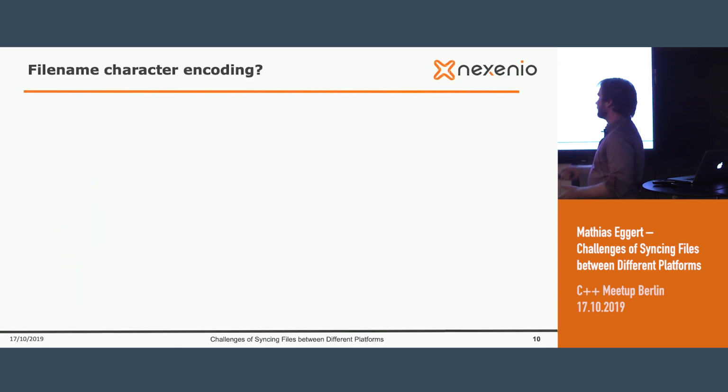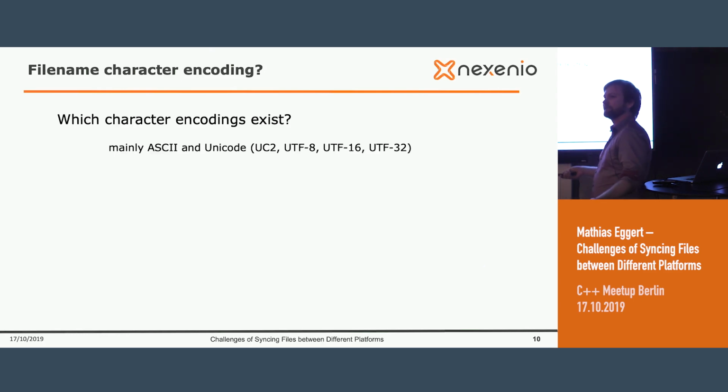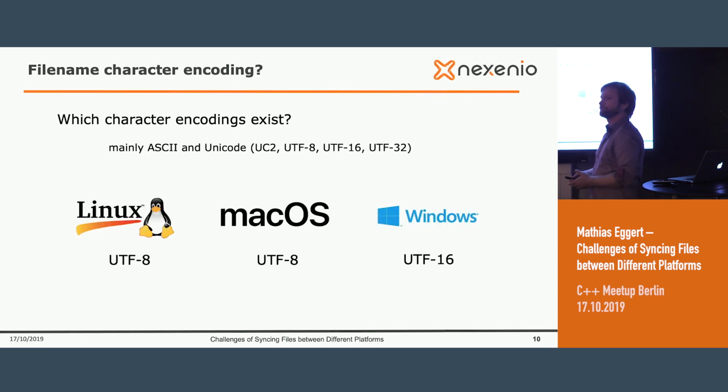First of all, which kind of character encoding do we have nowadays? Mainly ASCII and Unicode. I mean, in the past there were many more of them, but today if you want to keep it simple, you use ASCII, and if you want to support all kinds of different languages, you use Unicode. And because all platforms want to support all kinds of languages, they all support Unicode. The only difference between Linux and macOS is that they use Unicode with 8-bit characters and Windows is using Unicode with 16-bit characters. But that is not really a problem because there's a bidirectional function that can transform UTF-8 to UTF-16.